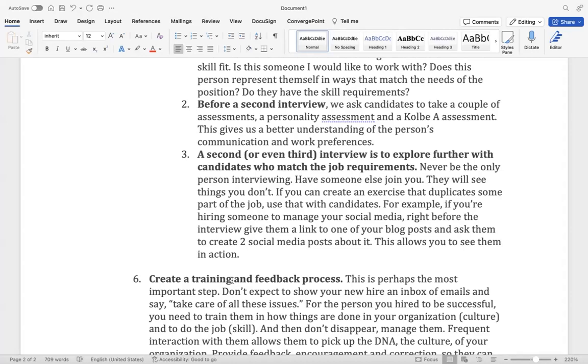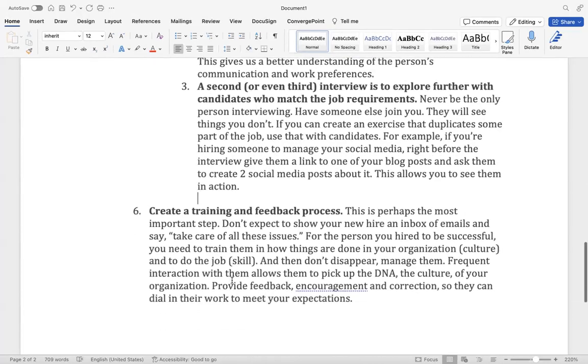And they use an example here. It says, for example, if you're hiring someone to manage your social media, right before the interview, give them a link to one of your blog posts and ask them to create 2 social media posts. I think when hiring somebody, you want to see actual work product, not something that is the best of someone. You want to see what they can actually produce, and then just make a decision on whether or not you should hire them.